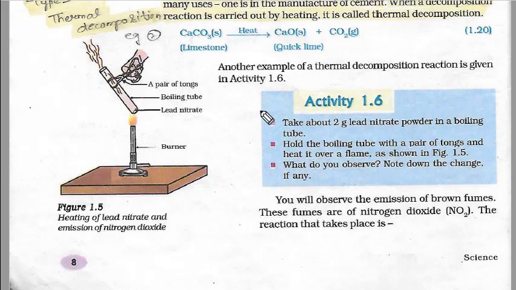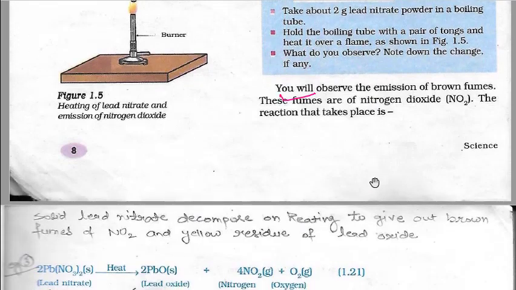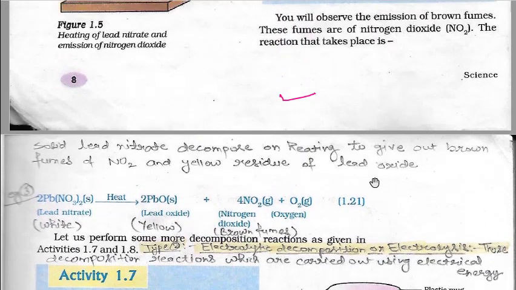Now we have the third example of thermal decomposition, which will be explained in activity 1.6. They are saying take about 2 gram lead nitrate powder in a boiling tube. This powder is white in color. Hold the boiling tube with a pair of tongs and heat it over a flame. What do you observe? Note down the changes. Clear? So we can see here what we will observe.